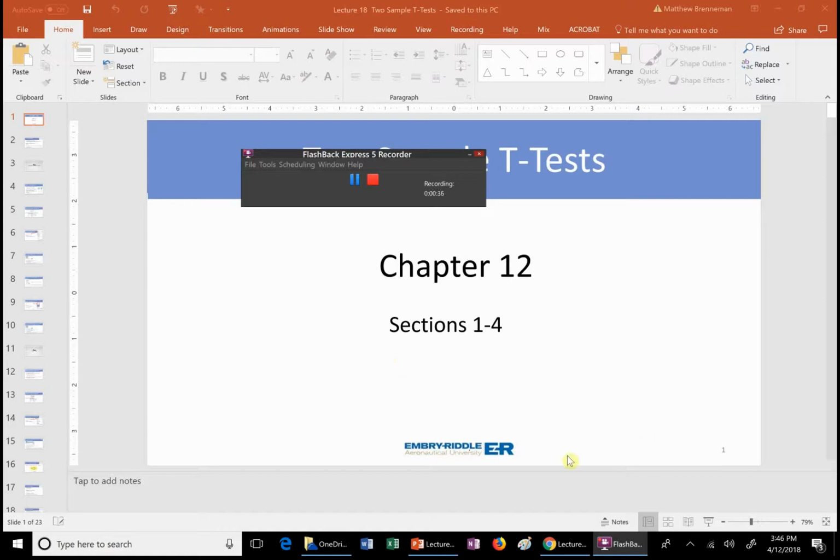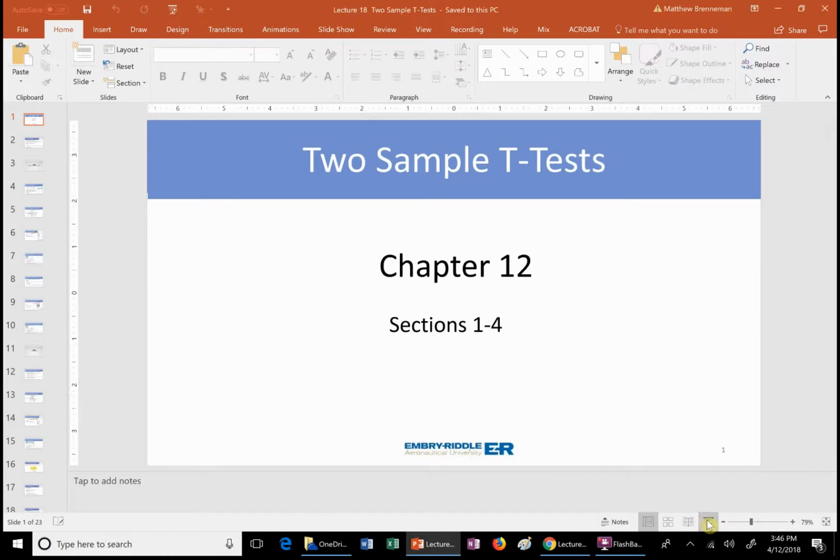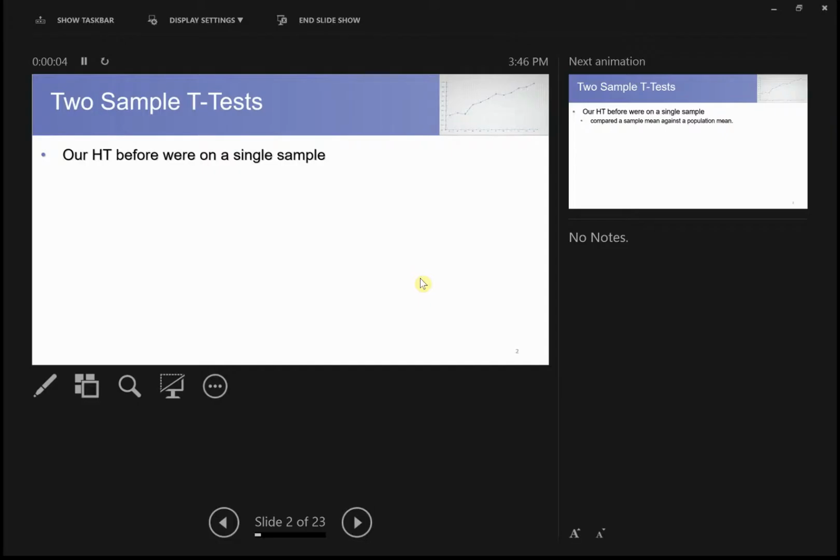So what I want to do today is talk about two-sample t-tests. We were talking about one-sample hypothesis tests. A one-sample hypothesis test means you're looking at one sample and comparing the mean of that sample to some fixed value. We talked about two cases: when the population standard deviation is known, we use z-scores, and when it isn't known, we have to use a t-distribution.